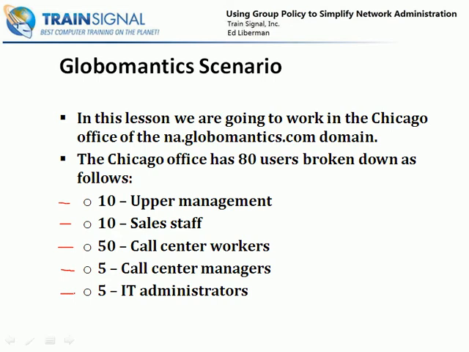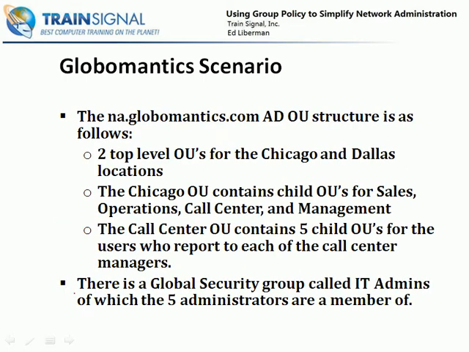And I will tell you that I have gone into my North America domain, and I have created these 80 users. You can do so as well, or you could probably get away with just creating a few users to represent each of these different areas. Now, to go a step further, the Active Directory OU structure consists of 2 top-level OUs, one for the Chicago office and one for the Dallas office. So we have an OU called Chicago and an OU called Dallas in the North America domain.